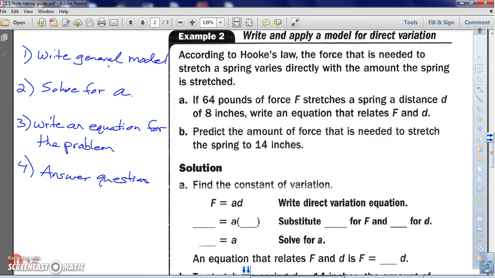So in this problem, again, it says, letter A, if 64 pounds of force F stretches a spring a distance of 8 inches, write an equation that relates F and D.